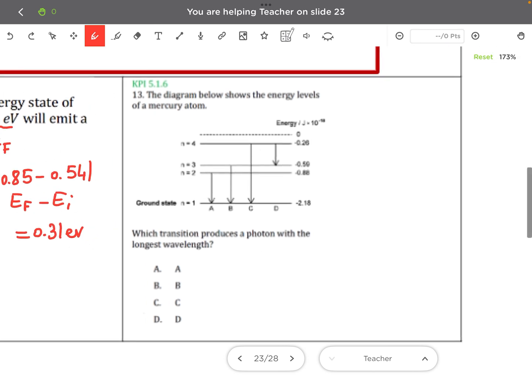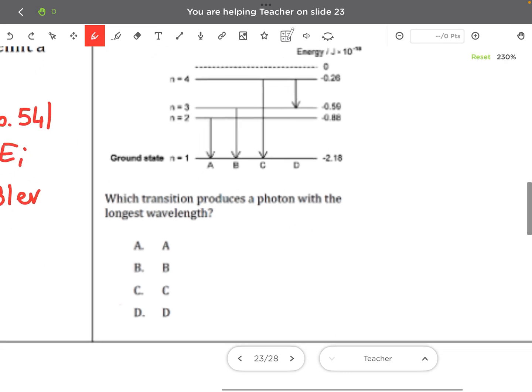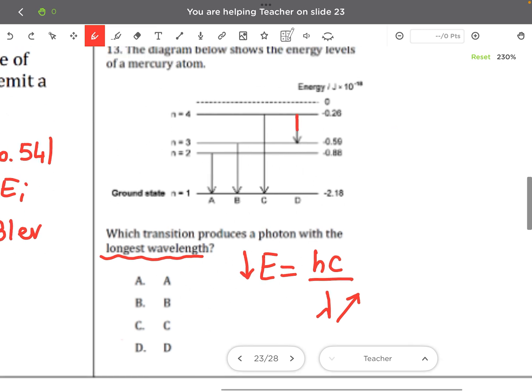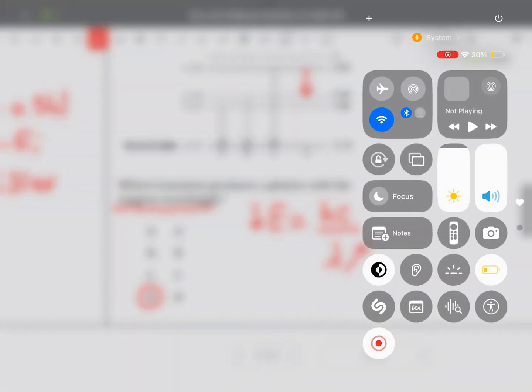Finally, 5.1. The diagram below shows the energy levels of a mercury atom. Which transition emits a photon with the longest wavelength? Again, energy is hc over lambda. Longest wavelength means the smallest energy. I can see that this one is the smallest energy, so I'll take D. That's it for 5.1.